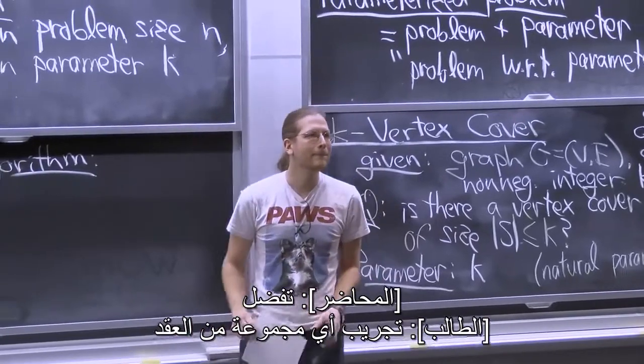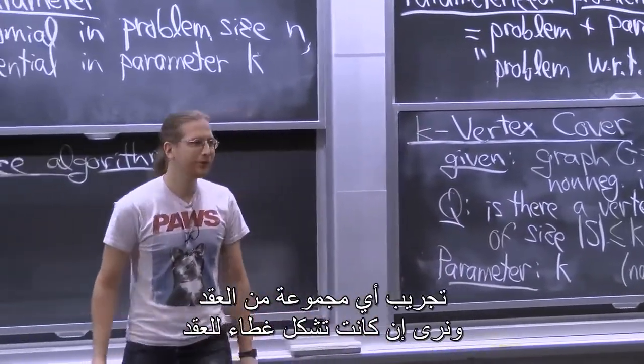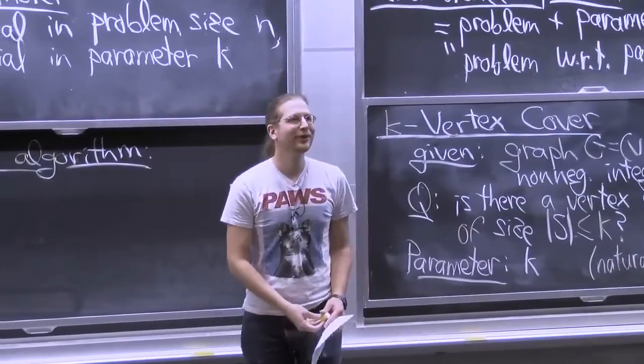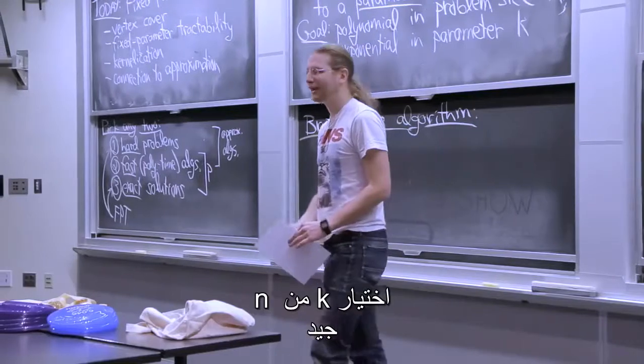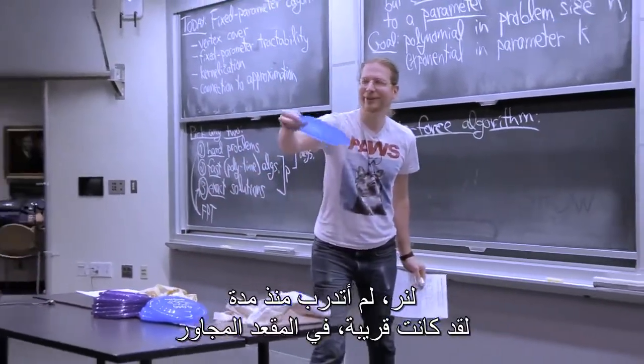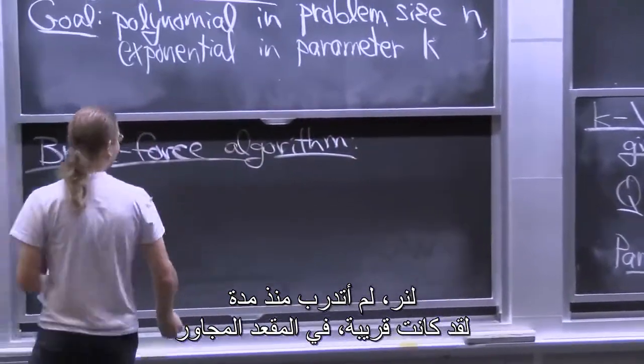Yeah. Try any combination of k vertices, see if it's a vertex cover. How many combinations of k vertices are there? V choose k. Good. Let's see. I'm a little out of practice. It's been a while. Close. Off by 1.